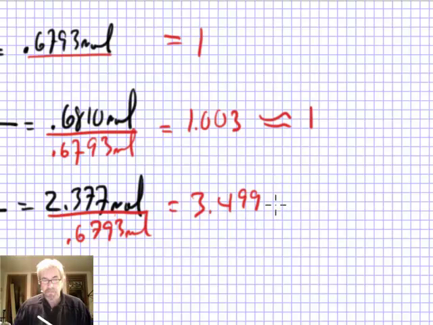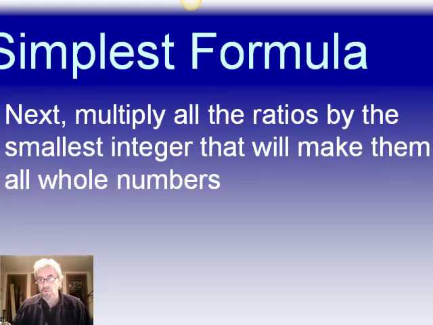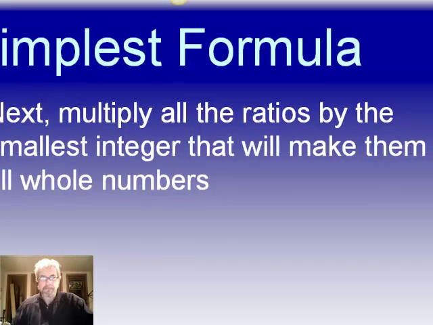It is, however, within a few hundredths of a simple fraction, 1/2. 0.499 is pretty close to 0.5, so I'll round that to about 3.5. The next thing to do is to multiply all the ratios by the smallest integer, that's the smallest positive whole number, that's going to make them all into whole numbers.